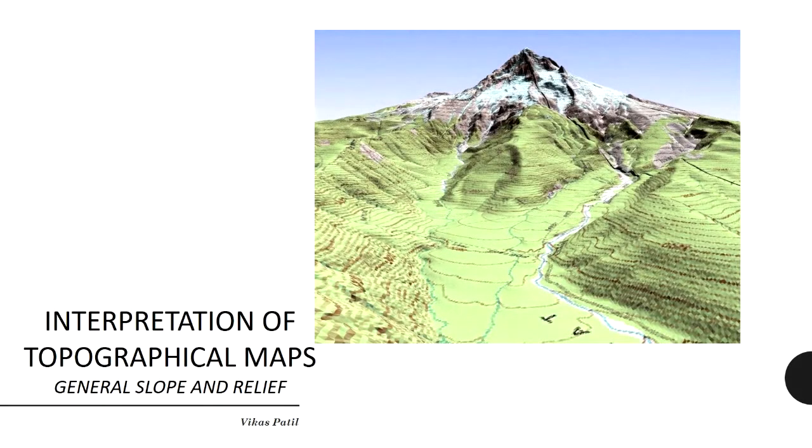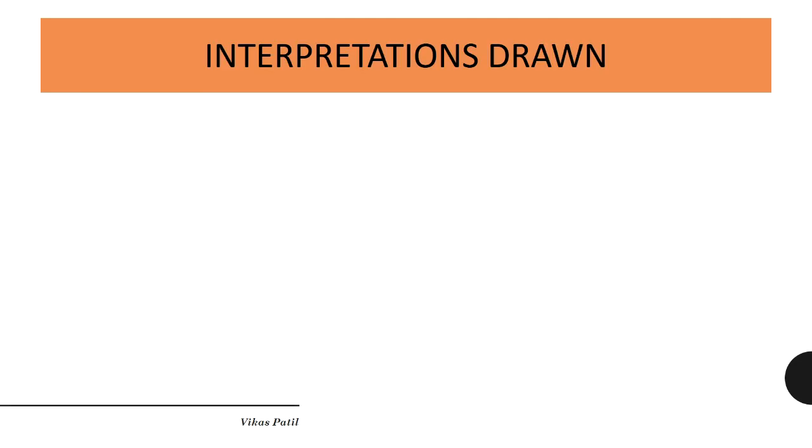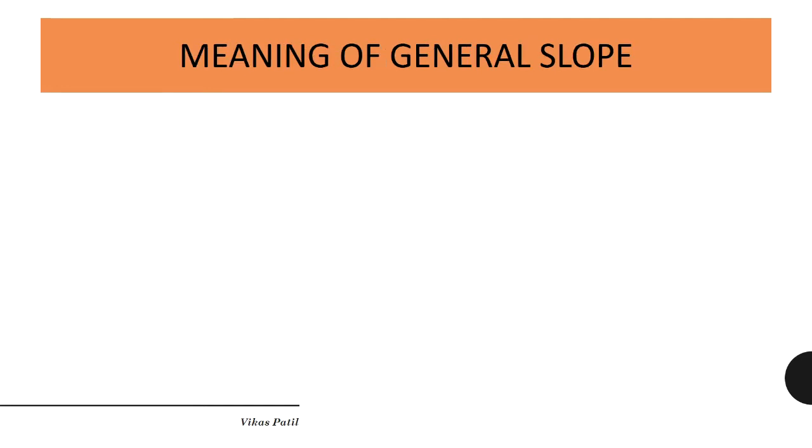Hello all, this is the second session of interpretation of topographical maps. In this session, we are going to have a look at the general slope and the relief of the land. So we'll try to find out how to interpret general slope and relief.